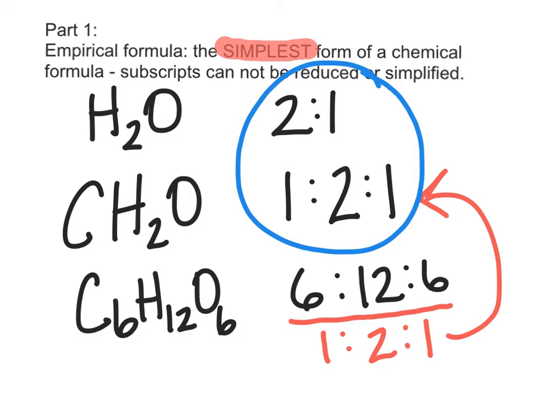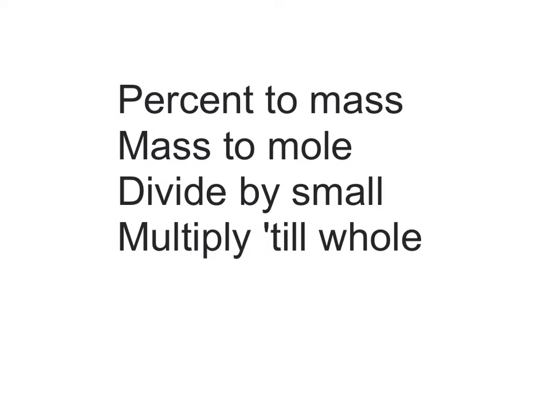Now, in a problem, I want to show you an easy way to remember how to find the empirical formula. So let's take a look at this little poem here. Percent to mass, mass to mole, divide by small, multiply till whole. Now you might think that this is kind of a cheesy little poem, but I guarantee you, if you memorize this, you're going to know exactly how to solve for empirical formula. The reason is because each line of this poem are the steps that you will need to do.